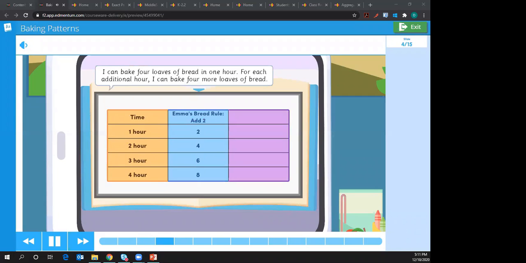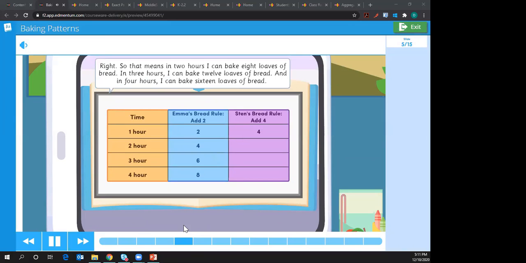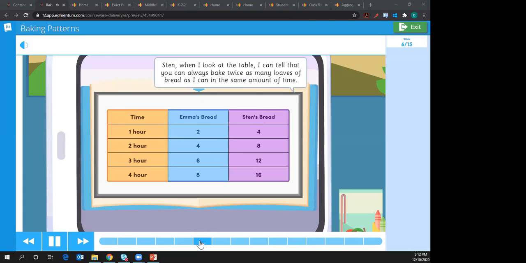I can bake 4 loaves of bread in 1 hour. For each additional hour, I can bake 4 more loaves of bread. So the rule for your table is to add 4 for each hour. Right. So that means in 2 hours, I can bake 8 loaves of bread. In 3 hours, I can bake 12 loaves of bread. And in 4 hours, I can bake 16 loaves of bread. Stan, when I look at the table, I can tell that you can always bake twice as many loaves of bread as I can in the same amount of time.